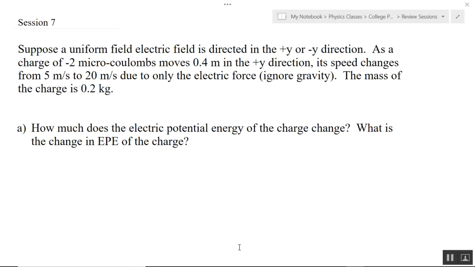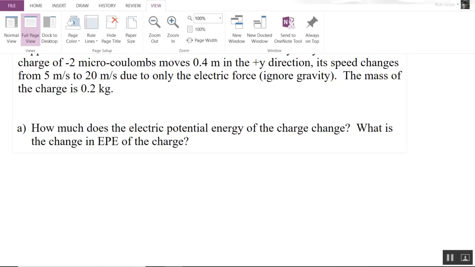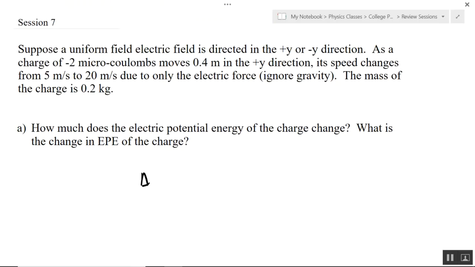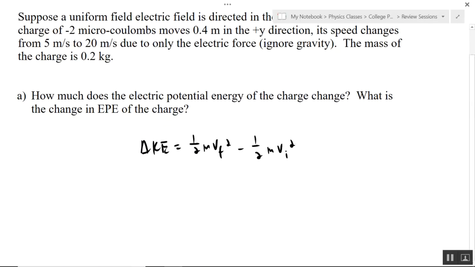Does anyone know what else we can figure out if we know the mass and the initial and final speed? We can find the change in kinetic energy. So what is the change in kinetic energy? It's 1/2 the mass times the final speed squared minus 1/2 the mass times the initial speed squared. So we can just plug this in and get some number for the delta KE.